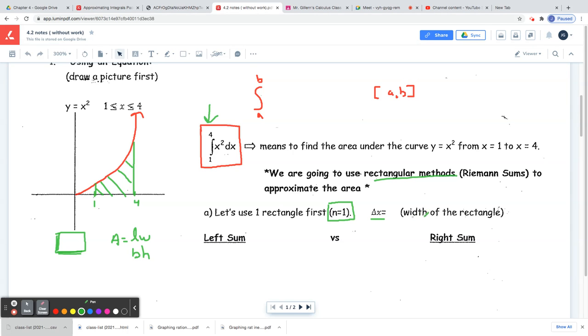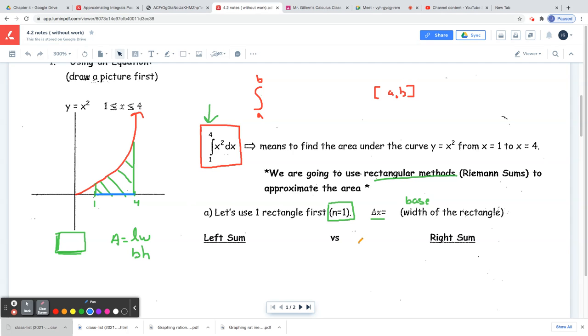Delta x is the width of the rectangle, or the base. Sometimes I like to refer to it as the base. So in this particular problem, delta x is going to be 3 because the width is a change. Delta x stands for the change in x. So it goes from 1 to 4, which is going to end up being 3.